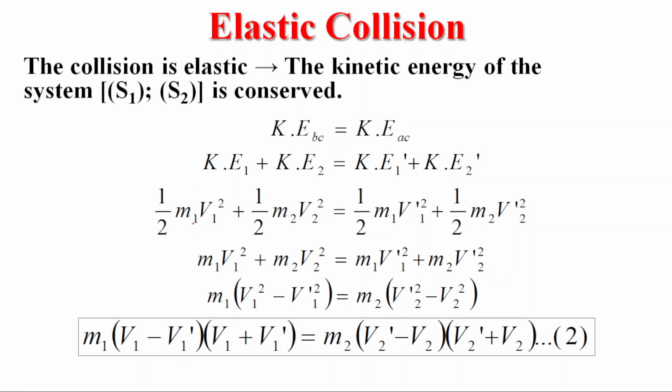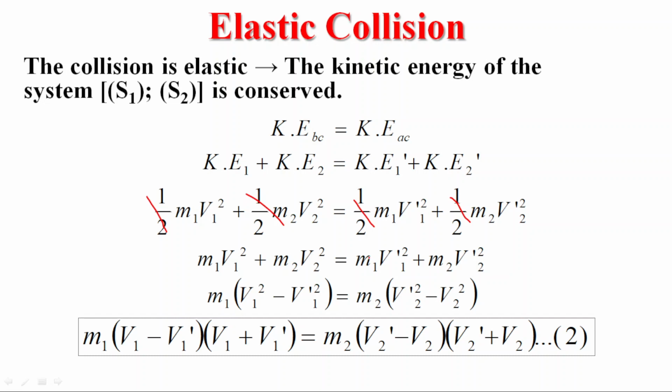Kinetic energy equals half m v squared. Before collision we have half m1 v1 squared, and for S2 half m2 v2 squared. After collision we have half m1 v1 prime squared plus half m2 v2 prime squared. What do I do here? First, I can remove the halves. We multiply the whole equation by 2 and get rid of the half. I get m1 v1 squared plus m2 v2 squared equals m1 v1 prime squared plus m2 v2 prime squared.